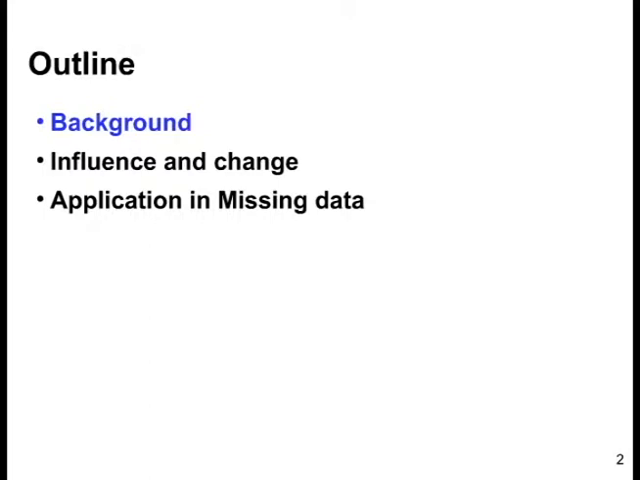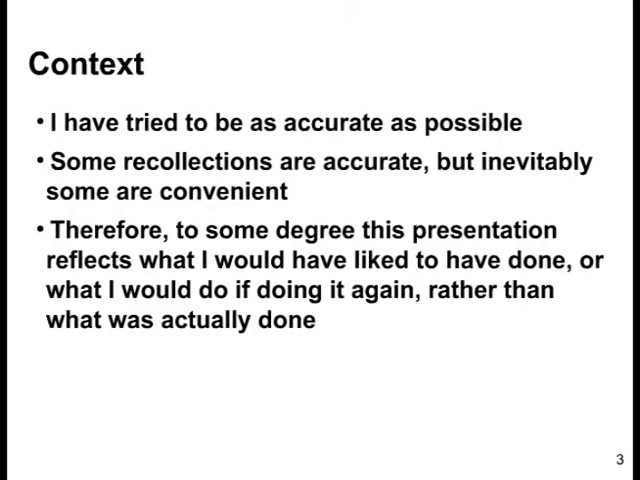So I'm going to start with a bit of background information, and then I'll talk about some principles of influence and change, and then we'll look at how those principles applied to some of my work in the area of missing data. And so now we're on slide 3, and please bear in mind that I've tried to be as accurate as possible in my presentation, but some of this relies on recollections, and I'm sure some of those recollections are accurate, but inevitably some are convenient too. Therefore, to some degree, this presentation probably reflects what I would like to have done or what I would do if doing it again rather than what was actually done.